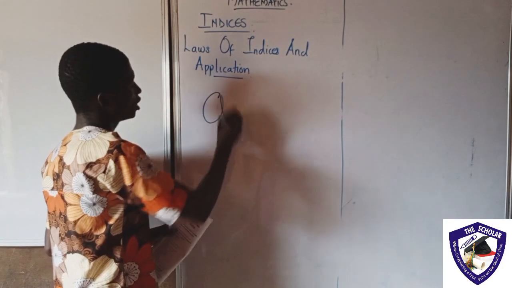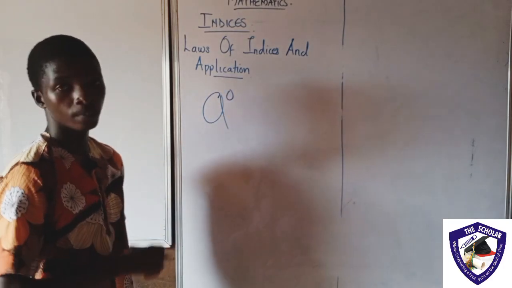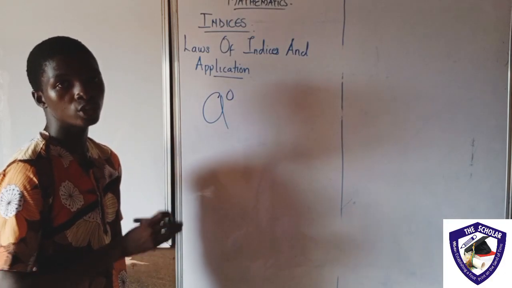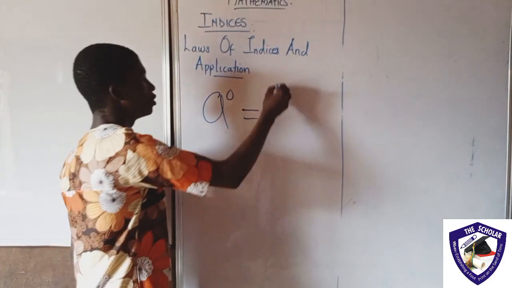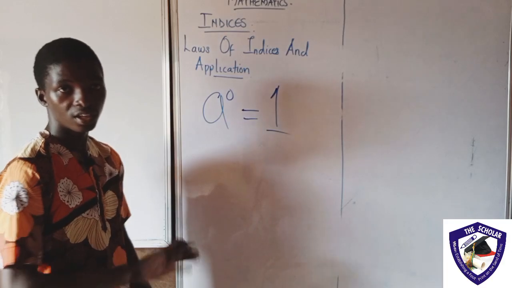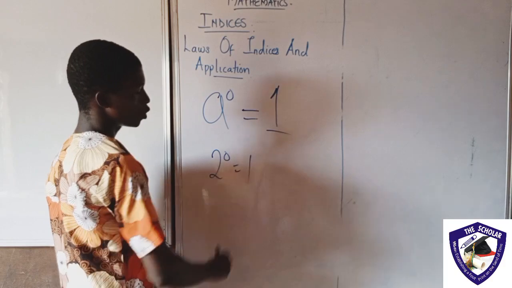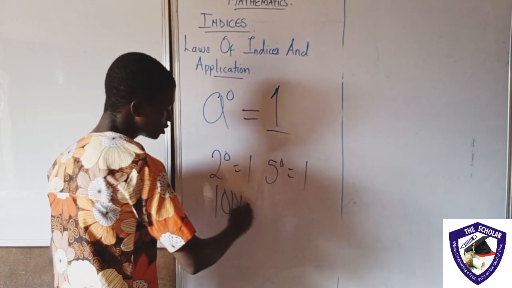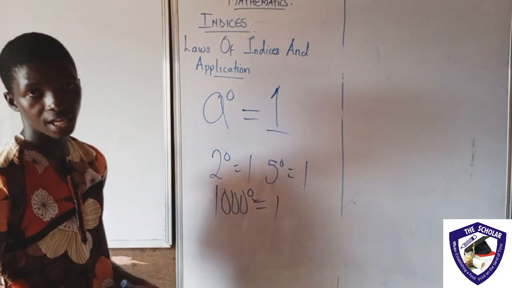We have a raised to the power 0. When we have something like this, all we need to do is to say, according to the law, a raised to the power 0 equals 1. That means any number raised to the power 0 is equal to 1. For example, 2 raised to the power 0 equals 1, 5 raised to the power 0 equals 1, even 1000 raised to the power 0 equals 1. That is what the law is telling us.